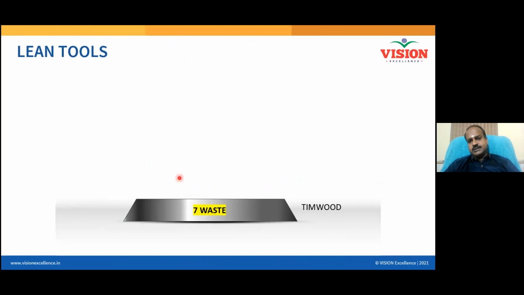There are a lot of lean tools you can learn as a green belt. One is 7 waste. 7 waste is a tool or a word coined by a quality guru called Taiichi Ohno. Right? Quality guru called Taiichi Ohno. According to him, the 7 waste are TIMWOOD. TIMWOOD means transportation, inventory, motion, waiting, overproduction, overprocessing, and defects.